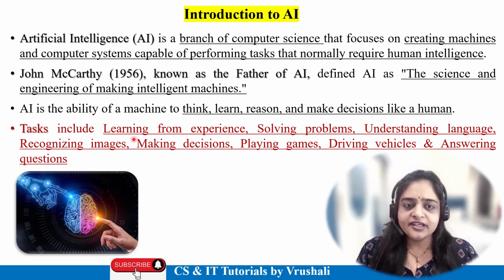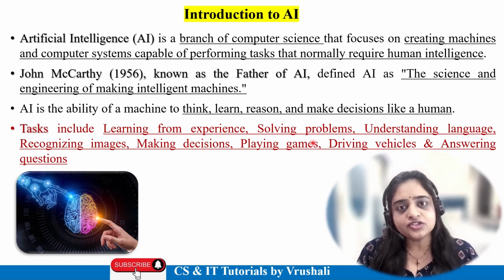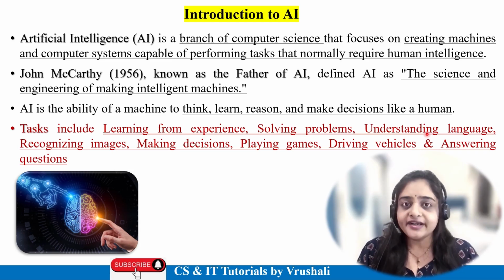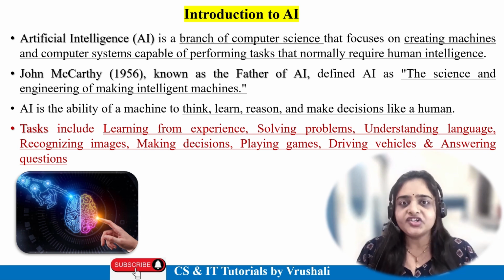Also, in AI, multiple machines can perform different tasks. Like here, a machine can learn from historical data, solve complex problems, understand human language like ChatGPT, recognize images, make decisions, play games, drive vehicles, and also answer questions. These all tasks are performed by the AI system. They work like human intelligence. So this is called artificial intelligence.